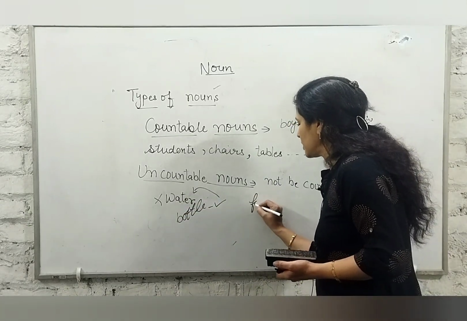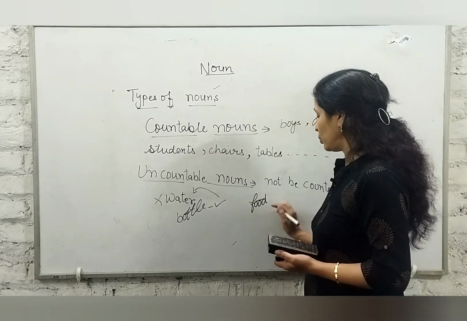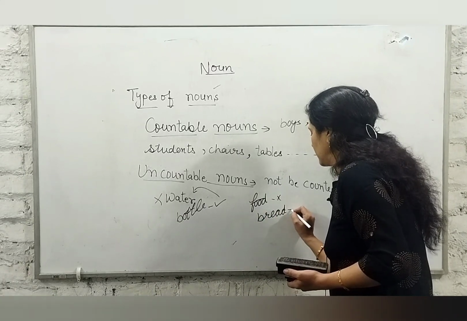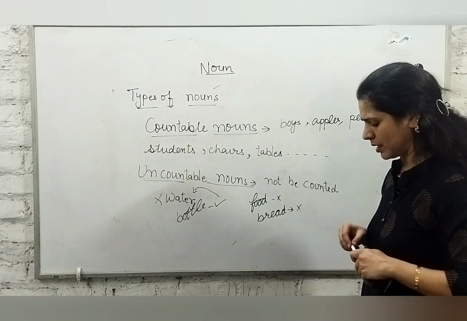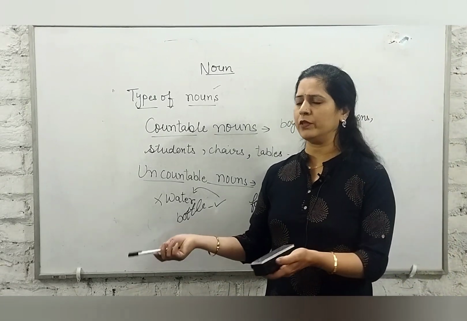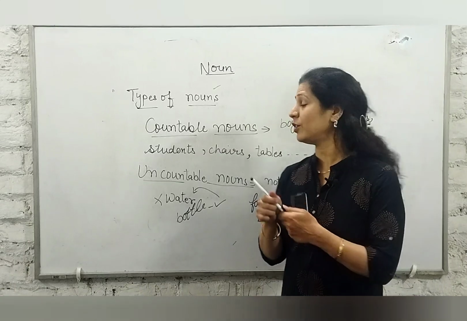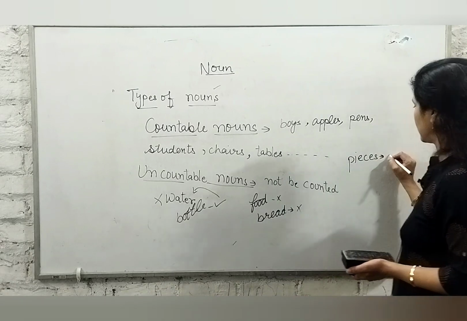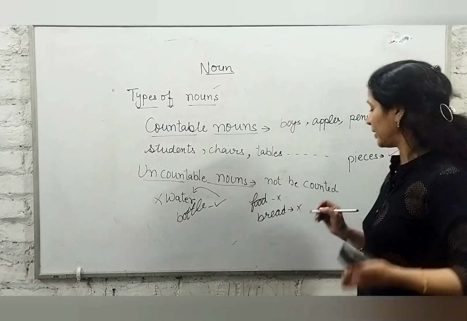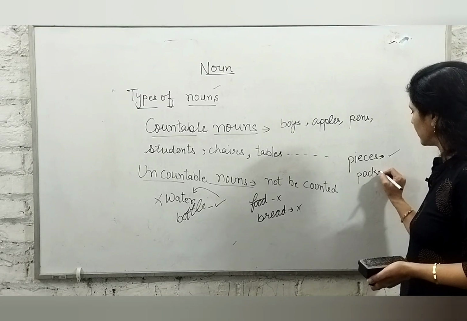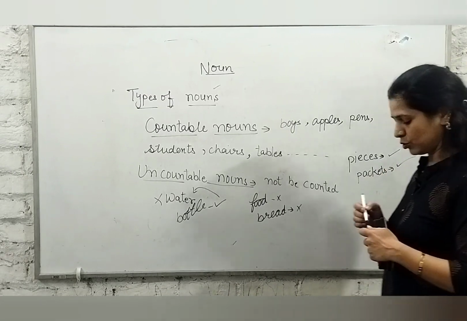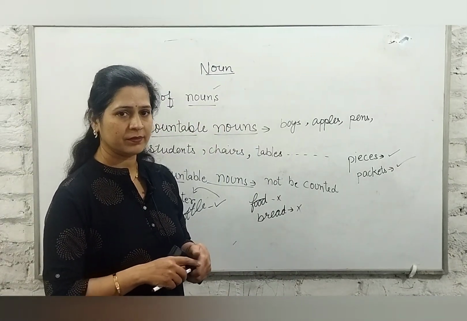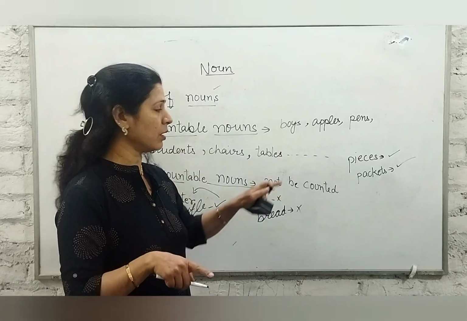In the same way, when I say food, food cannot be counted. When I say bread, bread cannot be counted. Now somebody may ask, ma'am, I can count bread. Today I have taken 2 pieces of bread. Again, you are talking about pieces of bread. You can count pieces of bread. You can count packets of bread. You can go to a shop and you can say, give me 2 packets of bread. Right? So again, packets can be counted.